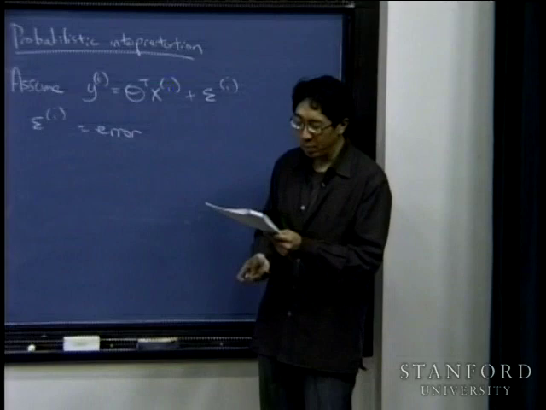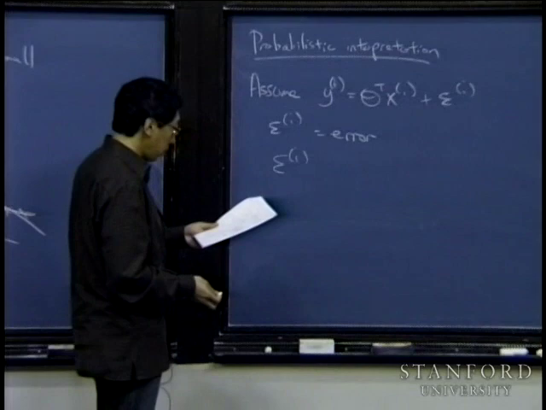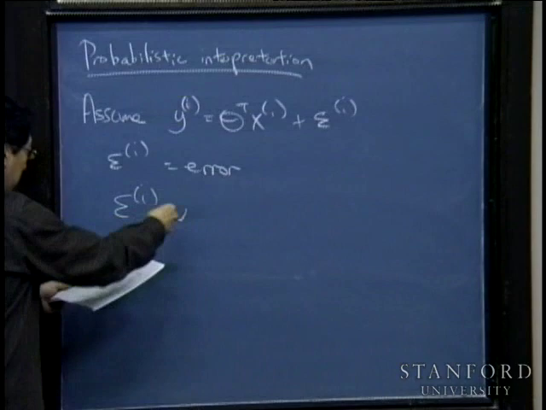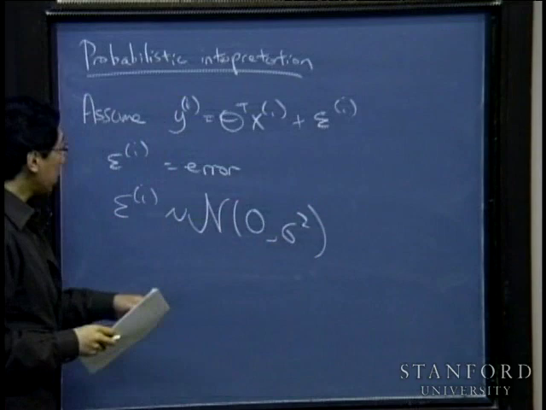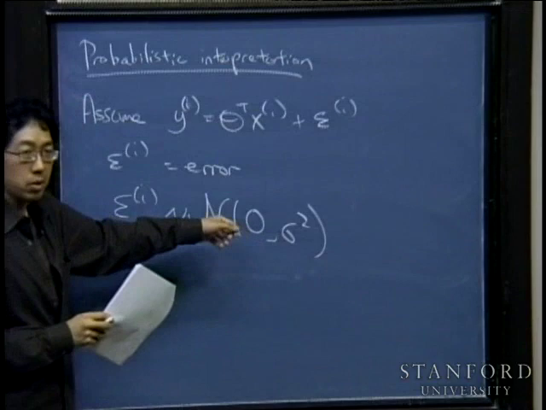And now, I will assume that the errors have a probability distribution. I'll assume that the errors epsilon I are distributed according to a Gaussian distribution with mean zero and variance sigma squared. Okay, so I'm going to use script N here. N stands for normal, to denote the normal distribution, also known as the Gaussian distribution, with mean zero and variance sigma squared.